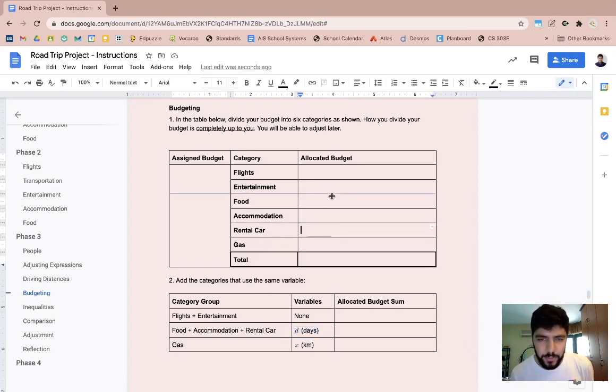Again, these are just the numbers you put here. So if I had 50,000 in flights and 10,000 in entertainment, then here I would write 60,000, right? And keep the numbers simple so that it doesn't get to be too much work. And then your gas and the allocated budget sum. So this should be exactly the same number you have here, because you're not combining it with anything else. It's the only one with the variable x, as in kilometers.